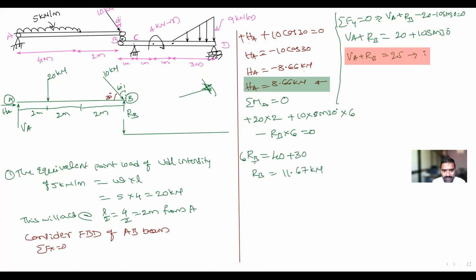11.67 divided by 6. Okay, 11.67 is the correct answer. Okay, so after substituting in equation number 1.